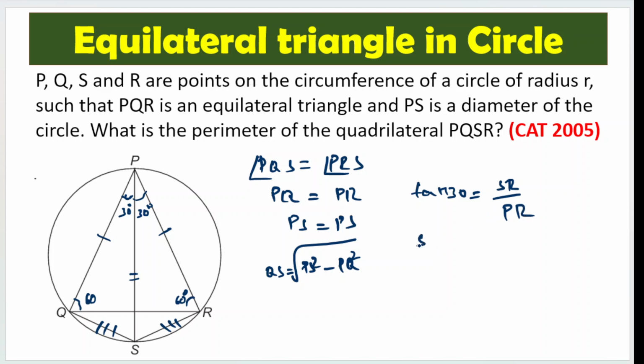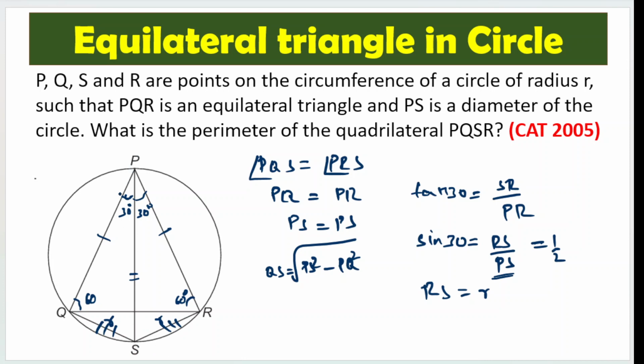Or in fact, what is sine 30? Sine 30 is RS by PS, which is opposite side by hypotenuse. Sine 30 is half, we know. PS is the diameter, and RS by PS is half. What does that mean? RS is actually equal to the radius. Similarly, QS is also equal to the radius, because radius by diameter is half.